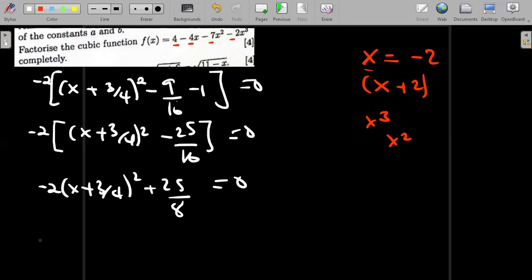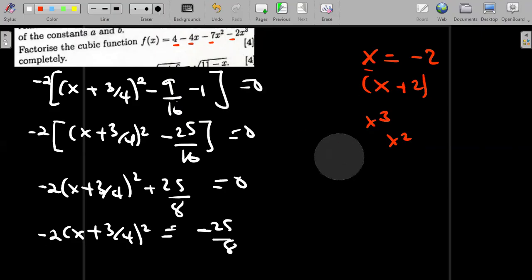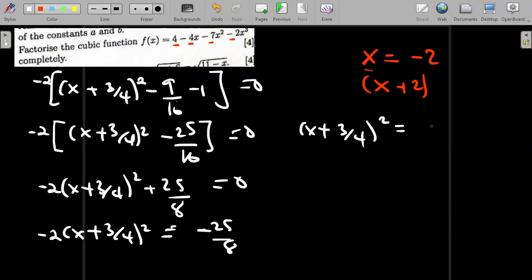Then from here, this part can go to the other side. Then I'll have x plus 3 over 4 squared is going to be equal to negative 25 over 8. Dividing by 2 on both sides, I just have x plus 3 over 4 squared is equal to 25 over 16.